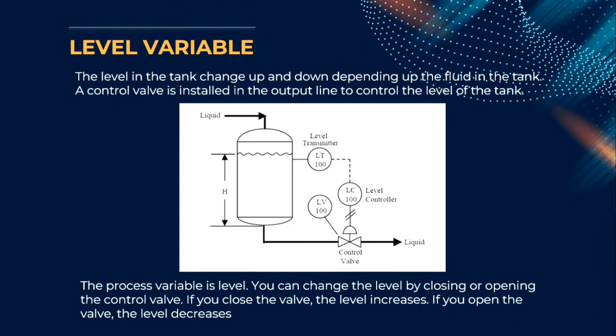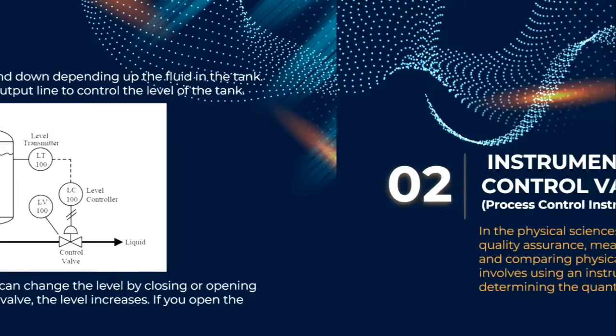Level variable. The level in the tank changes up and down depending on the fluid in the tank. A control valve is installed in the output line to control the level of the tank. The process variable is level. You can change the level by closing or opening the control valve. If you close the valve, the level increases. If you open the valve, the level decreases.